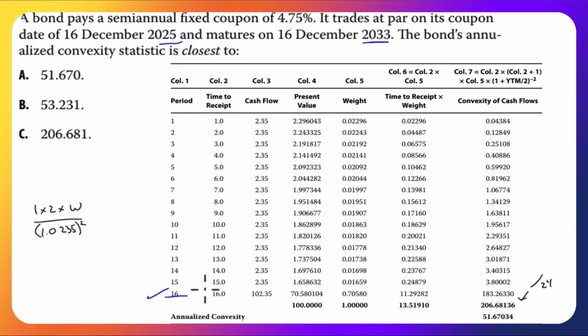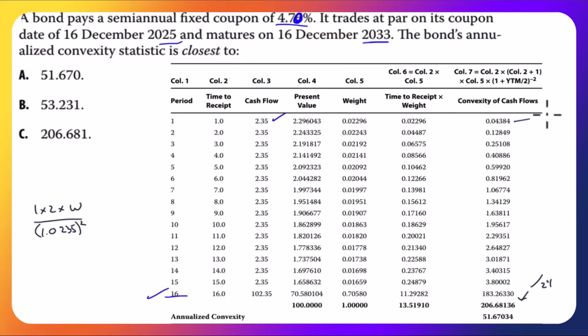Can anyone see a problem right away? Look at the cash flow, 2.35. The bond has a fixed annual coupon of 4.75. If we change the 5 to a 0 up here, then we'll get 2.35. I tell you, the number of mistakes is off the charts with CFAI.